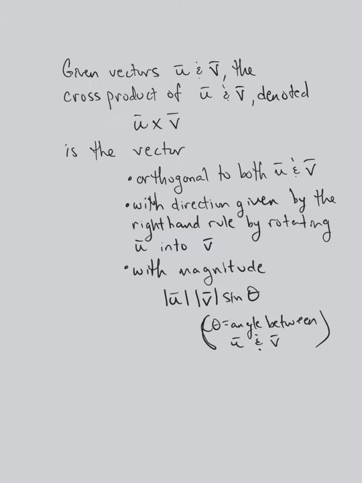Okay, so here we go. If we're given vectors u and v, we're going to define the cross product of u and v, and we denote it with the old x multiplication symbol, and that's part of the reason it's called the cross product.